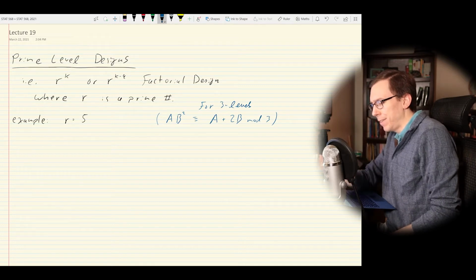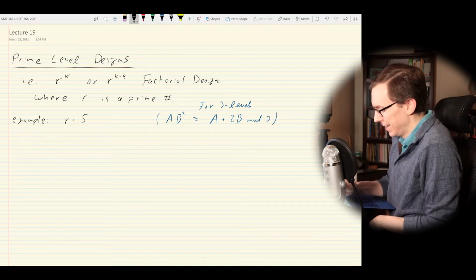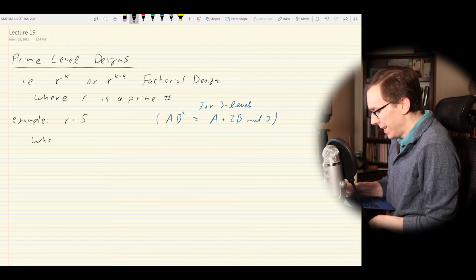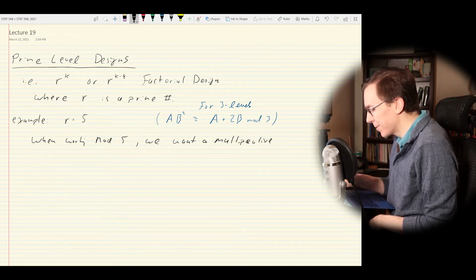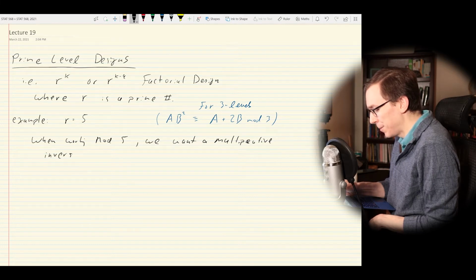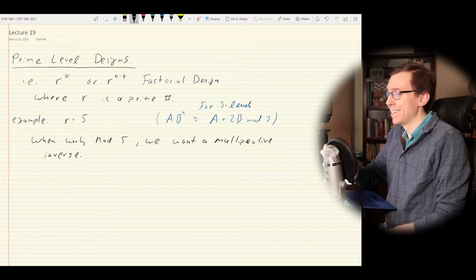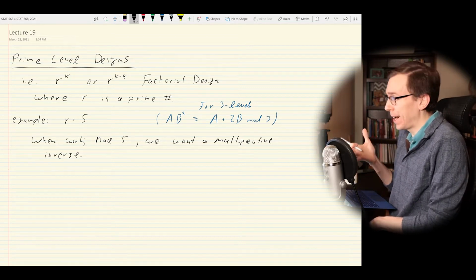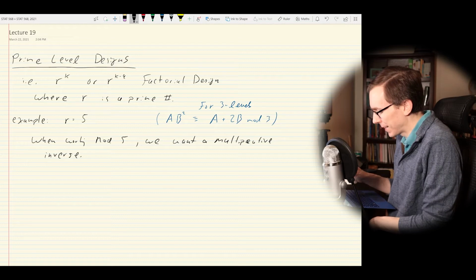So when we get to the idea of 5 levels, what we want is a multiplicative inverse. Basically, when working mod 5, we want a multiplicative inverse, which is the fancy way to say I want to be able to multiply every number by some other number and get 1, right? But I only have 4 numbers to work with, 1 through 4, since 0 is 0. We don't have a multiplicative inverse there.